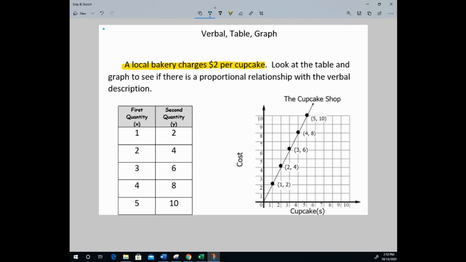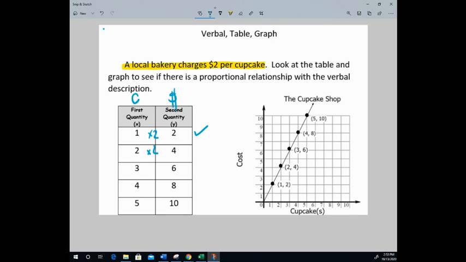So if it says a local bakery charges $2 per cupcake, that means one cupcake. So maybe X will represent the cupcake and Y will represent the dollars. So one cupcake costs $2. Yes, that works. And to get from 1 to 2, we would be multiplying by 2. So the rest of these better be multiplying by 2 to get our Y quantity in order for it to be proportional. 2 times 2 is 4.